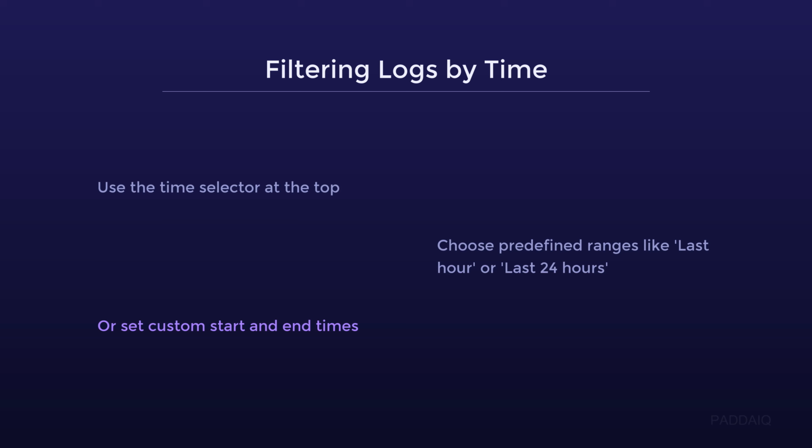Or set custom start and end times. This means you can choose any specific period to view logs from, not just preset options. For example, if an error occurred yesterday between 2 o'clock p.m. and 3 o'clock p.m., you can filter logs to show only that exact 1-hour window. This precise control helps you quickly locate and analyze relevant log entries.